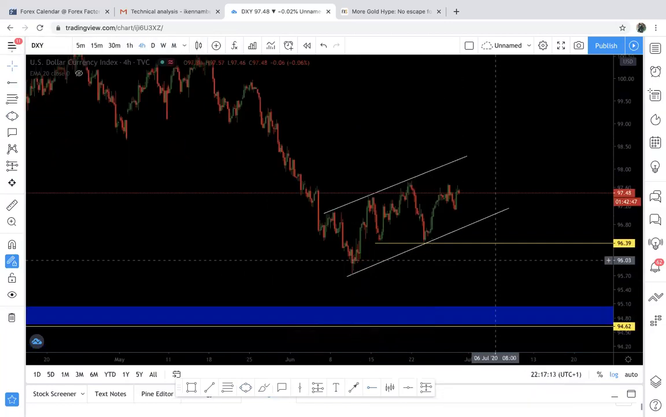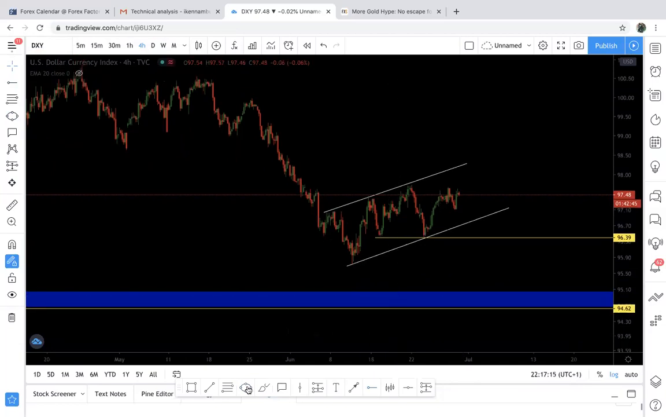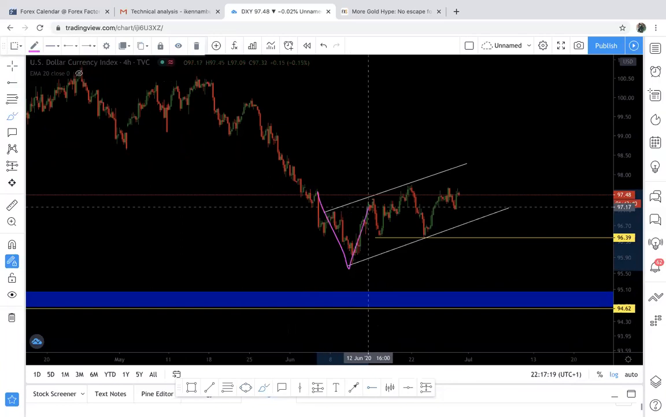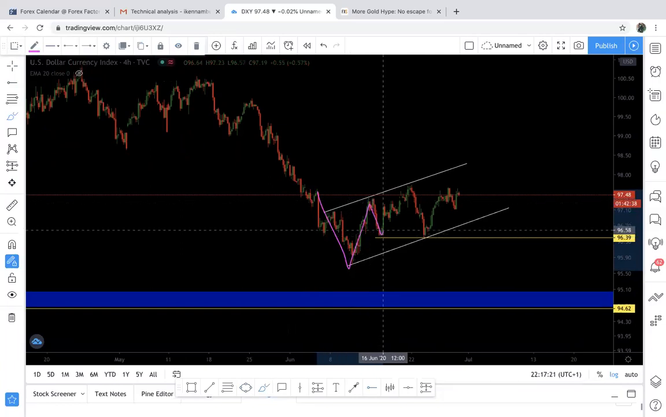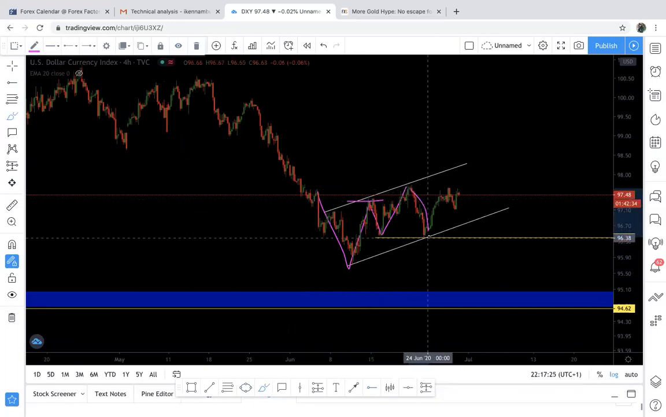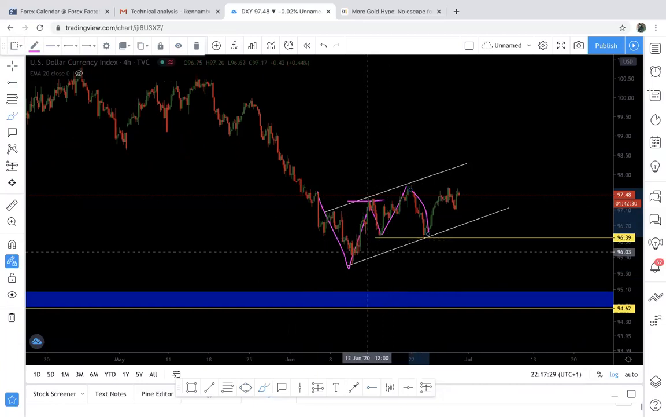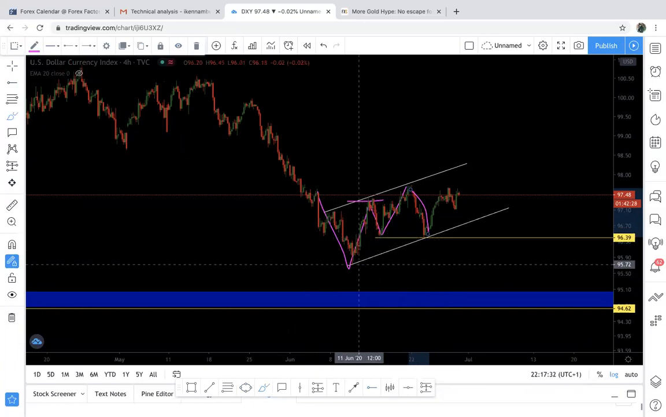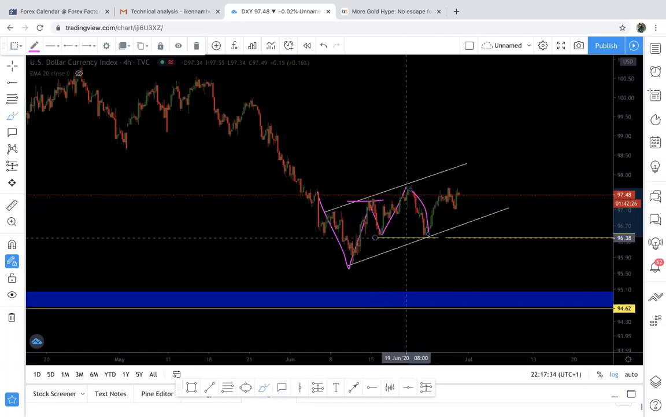If you understand market structure, you get to see what price is doing: swing low, swing high, swing low, swing high. We broke this high, and see what happened next. We came back, but we failed to break this low. Now what do we have here? We have a higher high and a higher low right here.